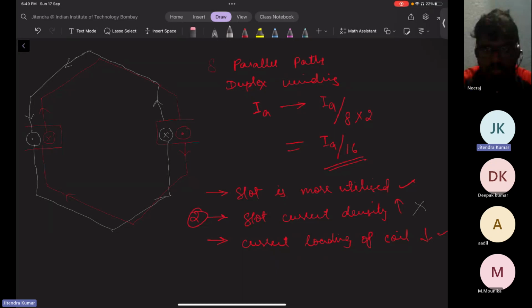Yeah, it is double layer winding only. Duplex is equivalent to double layer. There is no difference. Sir, what about this difference in polarities, sir?